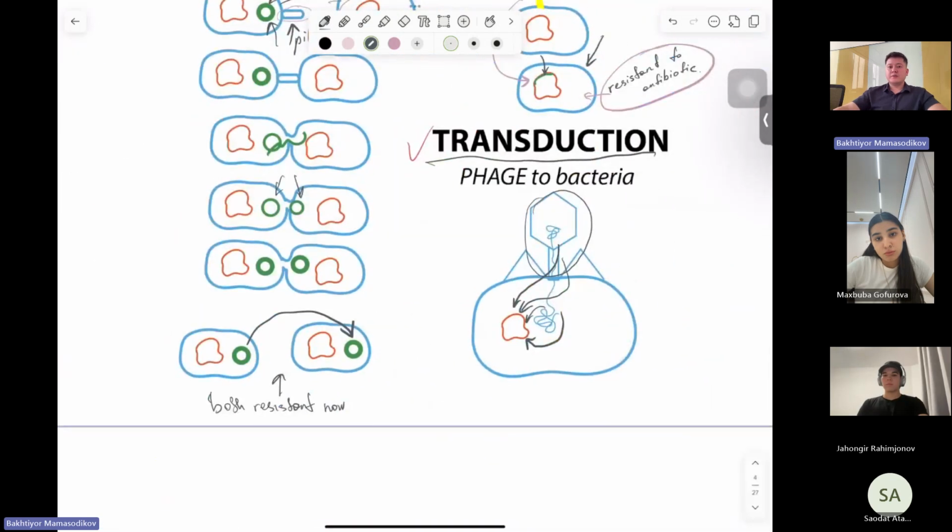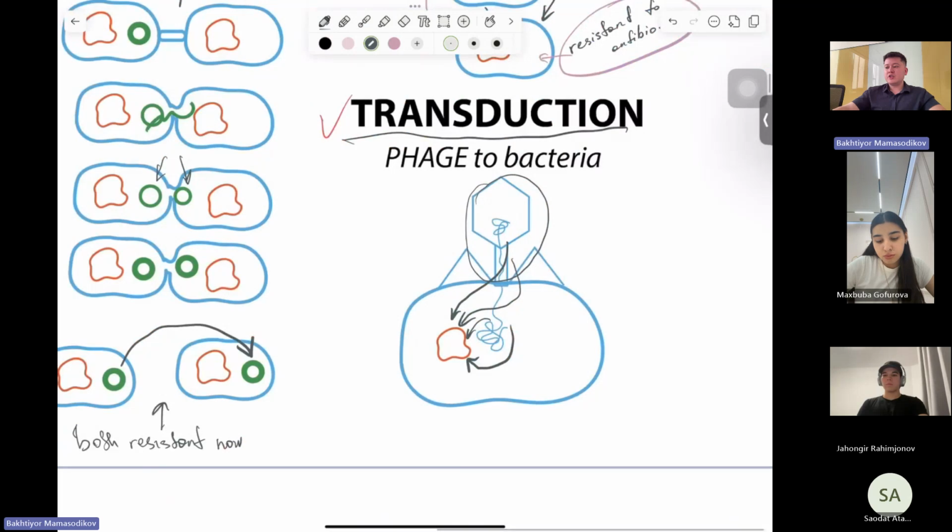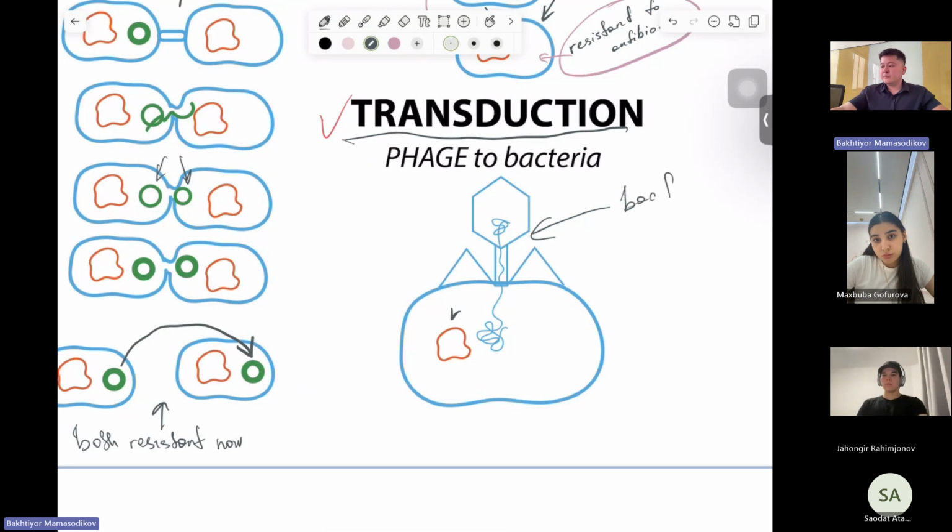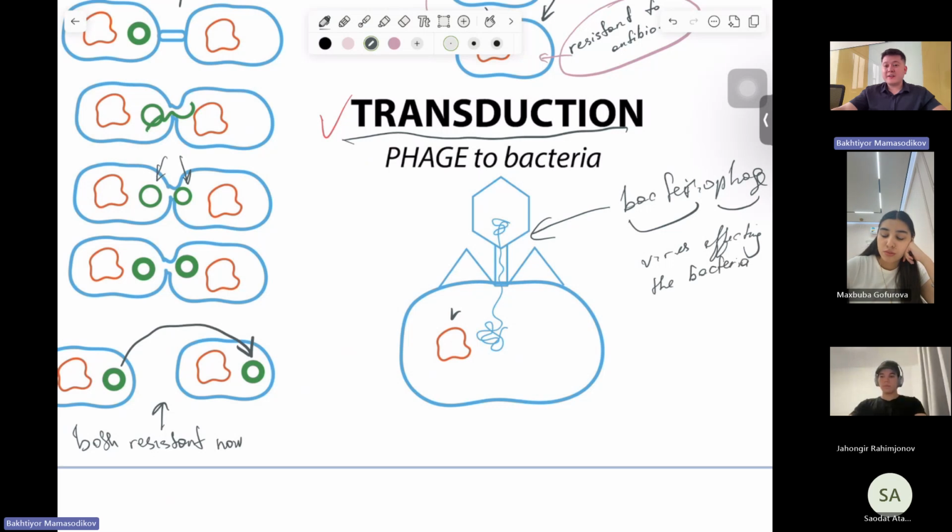What about transduction? Transduction, this is the bacteriophage. So here you can see the bacteriophage. You know what a bacteriophage is? Bacteriophage means a virus affecting the bacteria, okay? Okay, what's going to happen here? This bacteriophage is going to do what?